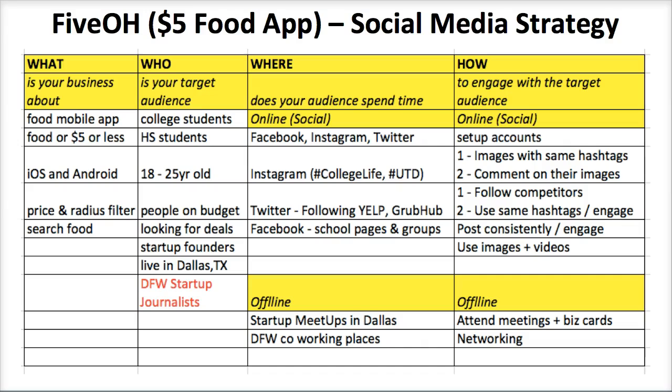Now, do you guys see this? On one sheet of paper, we can clearly see who is the ideal target audience of 5.0, where they spend most of their time, online and offline, and how we can get their attention. In the next lecture, I'm going to share some of the growth hacks I use to do this quickly.